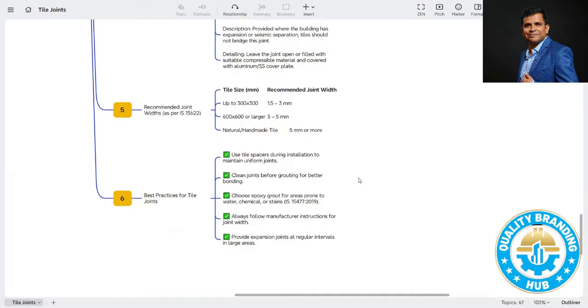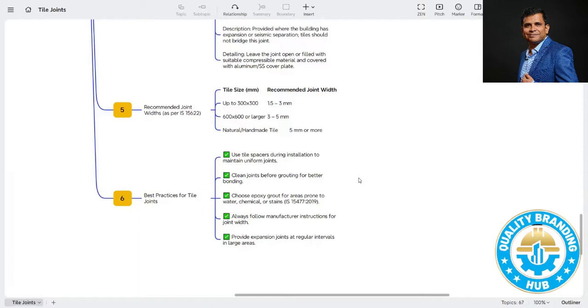And what is the best practice for the joint? Use tile spacers during installation to maintain uniform joints. Clean joints before grouting for better bonding. Choose epoxy grout for areas prone to water, chemicals, or stains. And always follow the manufacturer's instruction for joint width and provide expansion joints at regular intervals in large areas. So these are all about the best practice.